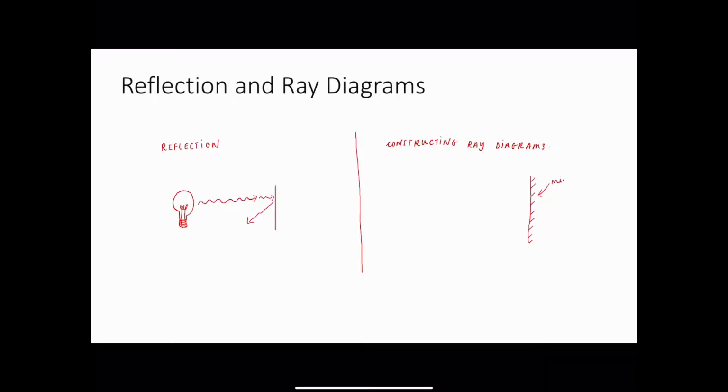And then we label it just to make sure that people understand that that is our mirror or our block of glass or our water surface, whatever it is that you're looking at in this instance. Okay, so that's the first part of your ray diagram, is establishing which thing is going to be reflecting the light.